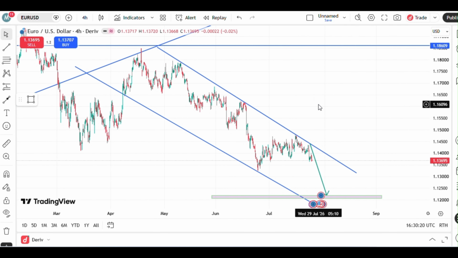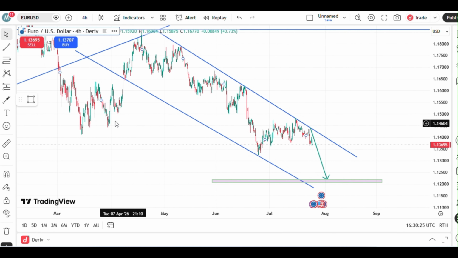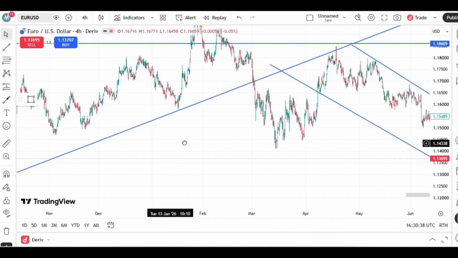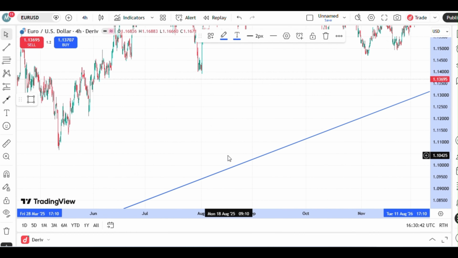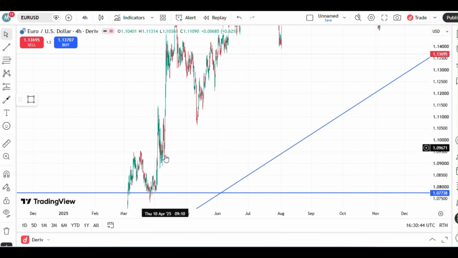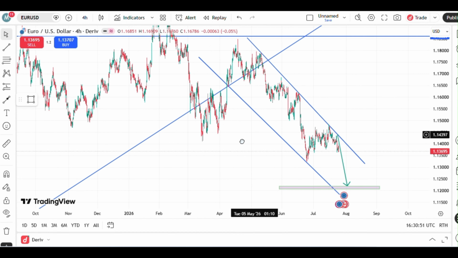So Euro USD, as of now, is on a sell. Our projection for our take profit is somewhere here. We are doing it here because that is the previous support in the trend line that is here. We probably zoom it out. Sorry. So it's probably here. So that's where we are putting our take profit. So let's get back to our channel.